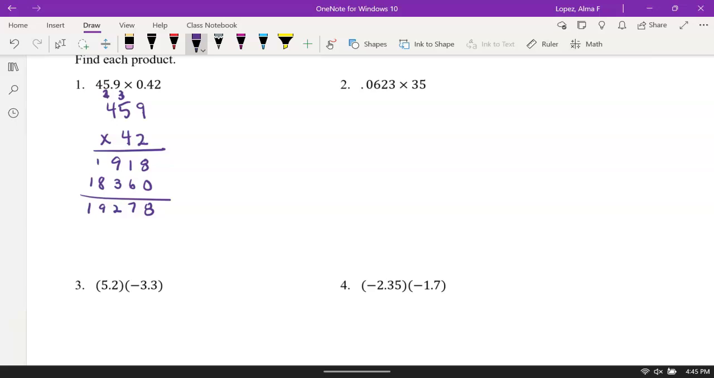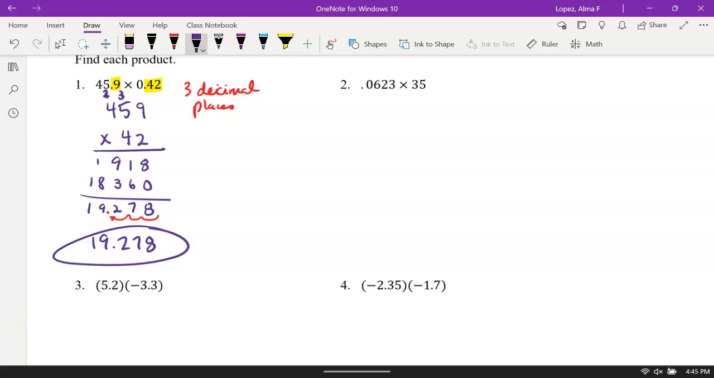Now, to figure out how many decimal places you're going to need, count the decimal places in the problem. There are 2 digits behind the decimal in the second number, and there's 1 digit behind the decimal in the first number. So that is 3 decimal places for my answer. So let's count them off. 1, 2, 3. Here's where my new decimal goes. So the answer is 19.278.